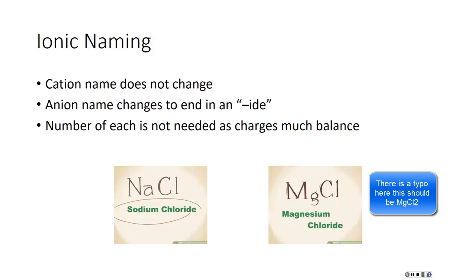Over here, SnO2 is going to be tin. PbCl4 is going to start out with lead. So the cation, the metal component, actually the first one listed generally, is going to stay the same. It's not going to change at all. The second part, the anion ending, changes to an IDE.